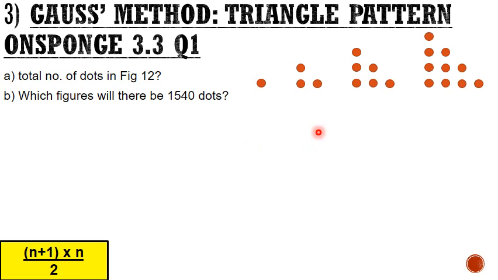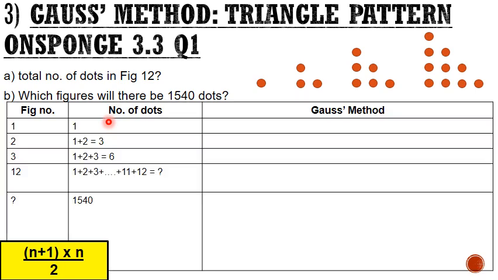Sometimes you will see this kind of question in exam papers. So how do we solve this? Part A is quite simple. Figure number 12. How many dots are there? So if we systematically put things in a table, you should be able to see these are triangular numbers. So instead of just writing 1, 3, 6, and so on, if possible, write it down as 1, 1 plus 2, 1 plus 2 plus 3, and so on, so that you can spot this is a triangular number, and then you can apply the Gauss method.